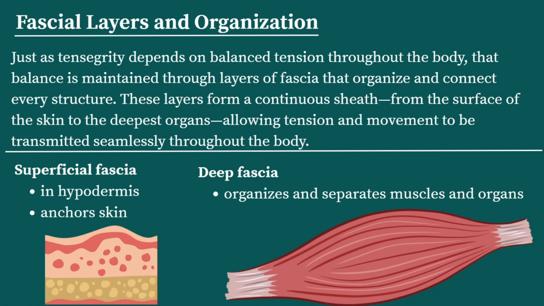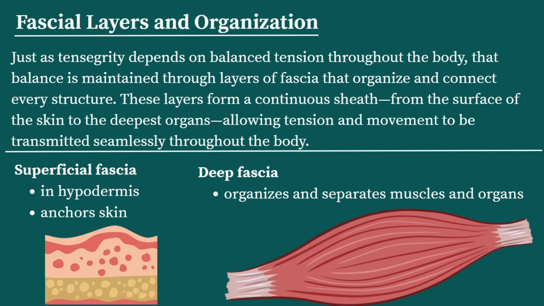So we're going to take a step back and look at these layers and how fascia is organized, so that we understand how these cables keep us in the upright position and help us to do what we need to do. Just as a tensegrity depends on balanced tension throughout the body, that balance is maintained through layers of fascia that organize and connect every structure.